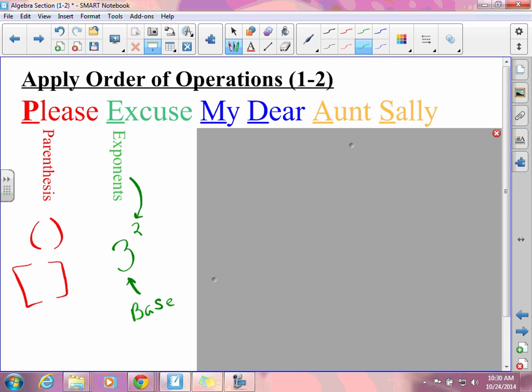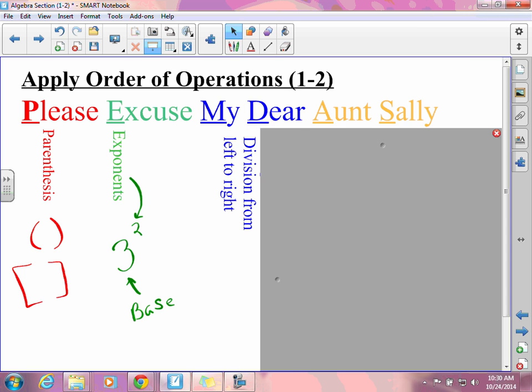You'll notice that my dear is in blue. And notice that both of the words are in blue. And the reason is because it's multiplication division from left to right, whichever one comes first, right? So if multiplication comes first, you do that first. If division comes before multiplication, you do the division first. It's whichever one is the line leader, whichever one is on the left-hand side first.